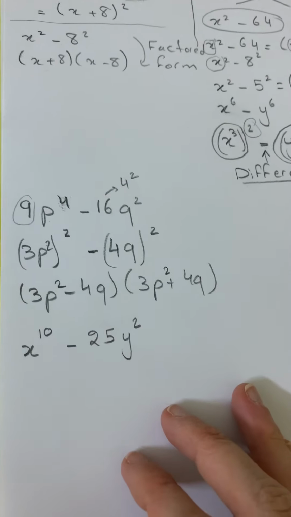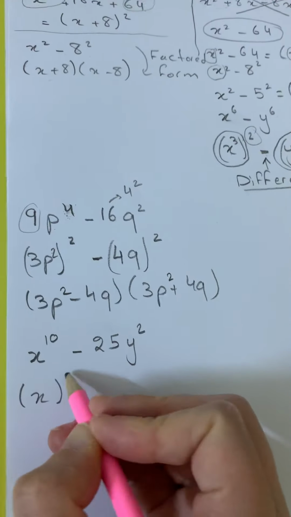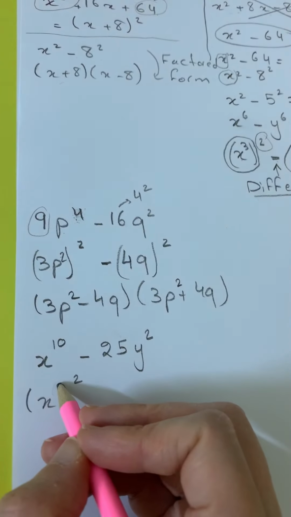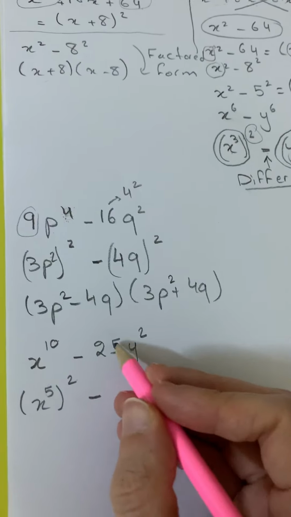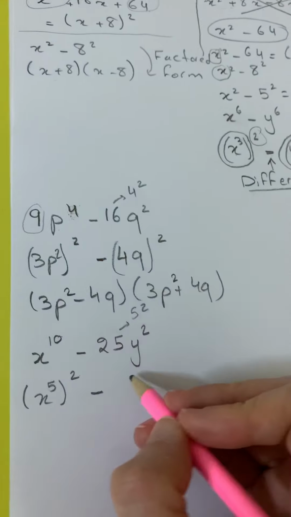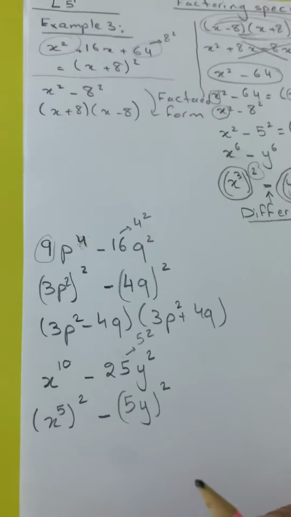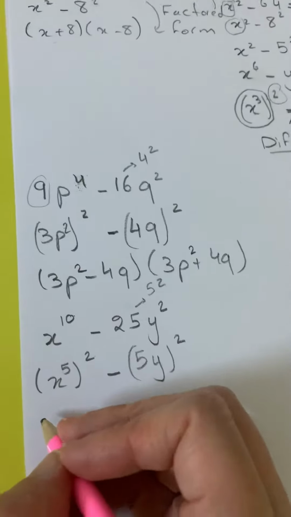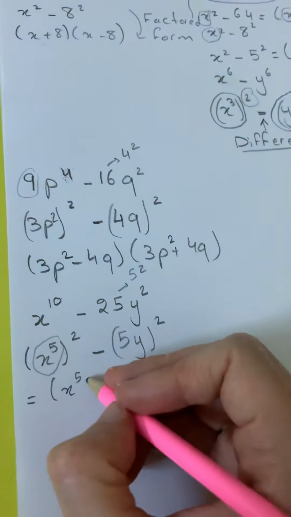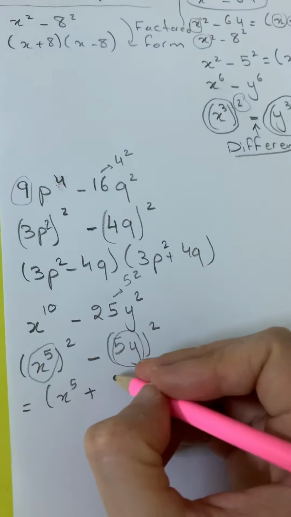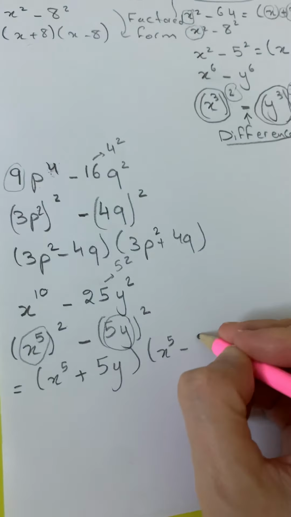Is this a difference of two squares? Let's try to make this one a power of 2. Now what times 2 is 10? 5. And here 25 is 5 power 2, so it is (5y) power 2. So yes, it's a difference of two squares. I would write it as x power 5, the first, plus the second, and the first minus the second.